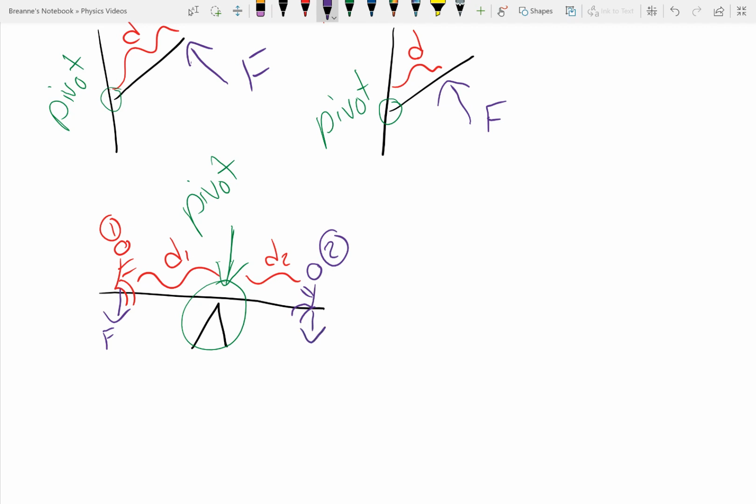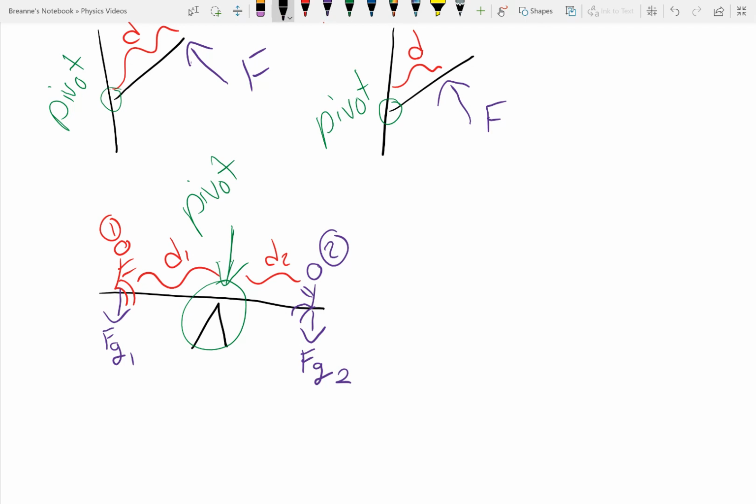Now, if you think about what type of force is causing the bar to rotate, in this case it's the force of gravity. So this is the force of gravity of kid 1, and this is the force of gravity of kid 2. And that's your setup there.